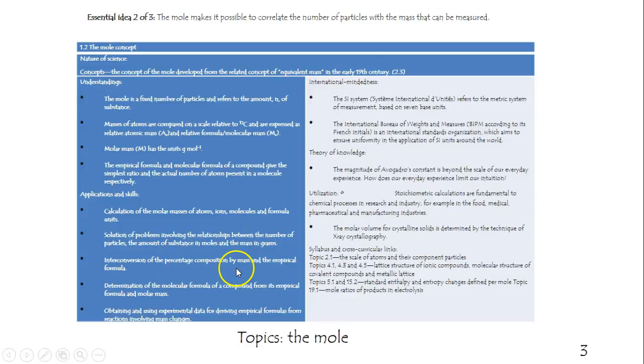Interconversion of the percentage composition and the empirical formula should be something you're able to do. You should be able to determine the molecular formula of a compound given its empirical formula. This is usually a matter of scaling. And you need to know the molar mass as well to go from empirical to molecular. And we should be able to obtain and use experimental data for deriving the empirical formula from reactions involving mass changes. So if we had an experimental procedure and we got some mass changes, we should be able to figure out the empirical formula for a substance. That's what we need to know about the mole.